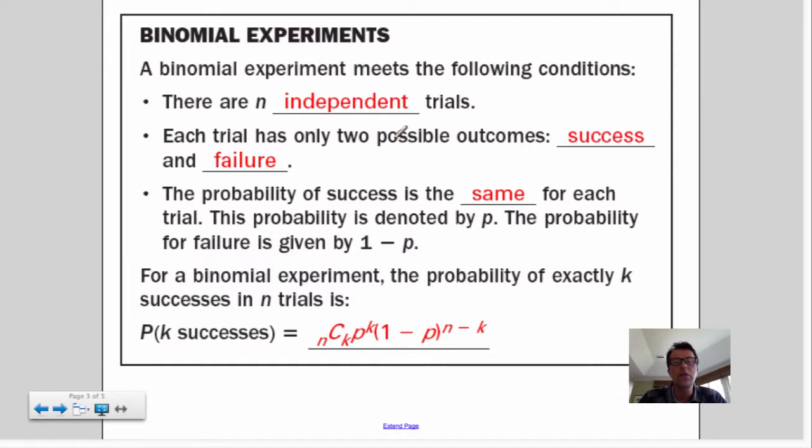Each trial has only 2 possible outcomes, either success or failure, true or false, right or wrong. Again, only 2 possible outcomes. And the probability of success is the same for each trial. The probability that you're interested in is p, and the probability of it not happening is, of course, 100% minus that probability. And then you get to use this formula.